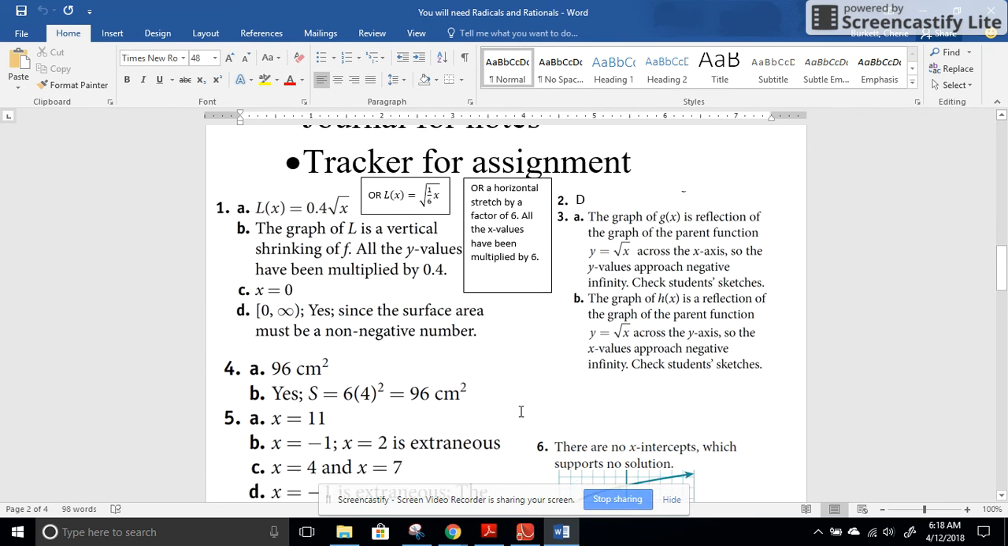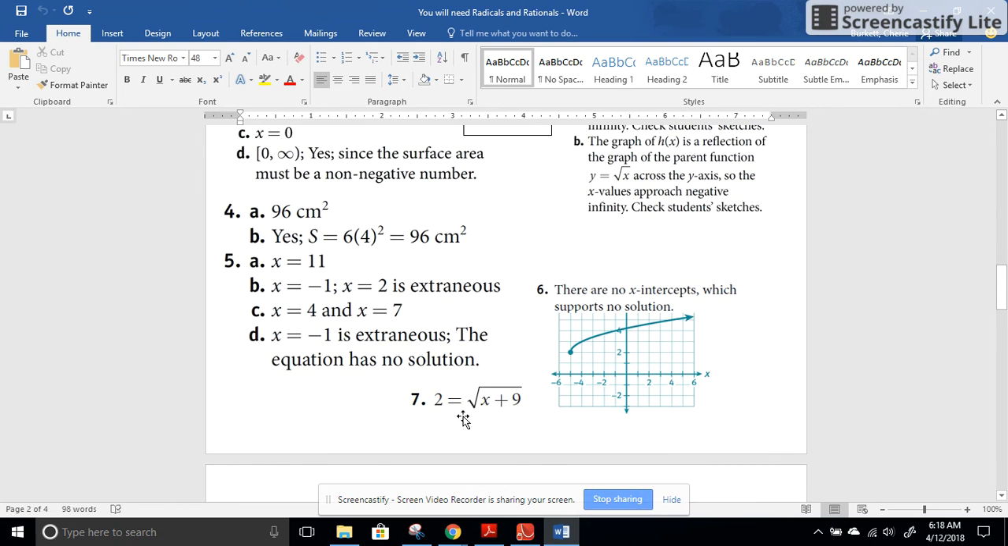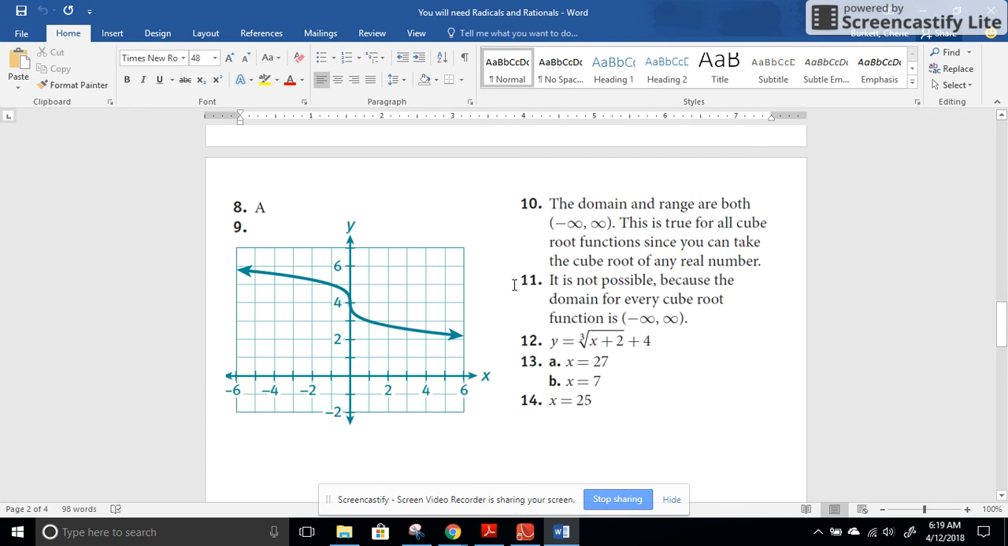So let me scroll the answers up. You can pause the video if you haven't had a chance to check it. Pause the video, check these answers, pause the video if I'm going too fast. Here are the answers to numbers 8 through 14. That should get your homework checked. If you have any questions, send me an email, message me through It's Learning or whatever, and I'll try to answer your questions. Okay.